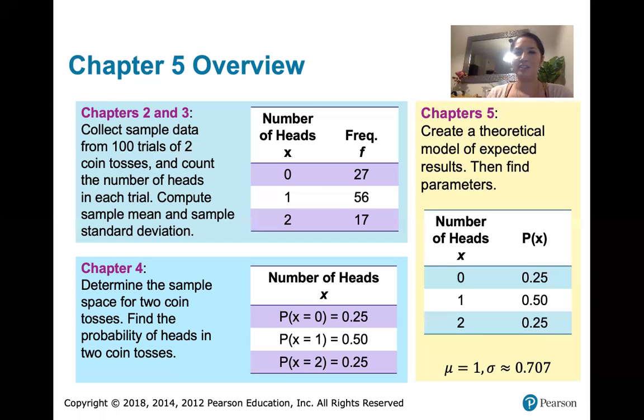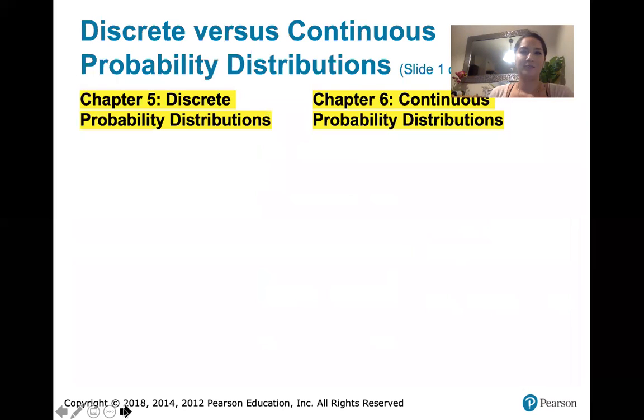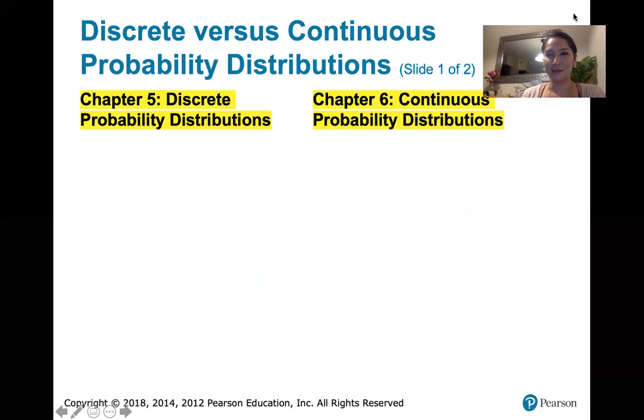Okay, so that's what we did in chapter 5. But notice when we list the number of heads here, the number of heads was a discrete random variable. So this in chapter 5 was a discrete probability distribution. Chapter 6 deals with continuous random variables and continuous probability distributions. So we're going to do the same thing in chapter 6 that we did in chapter 5, but there are some changes that we have to make if X is a continuous random variable instead of a discrete random variable. So this slide is about contrasting those two.